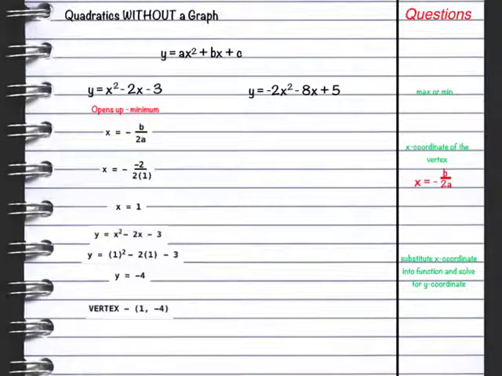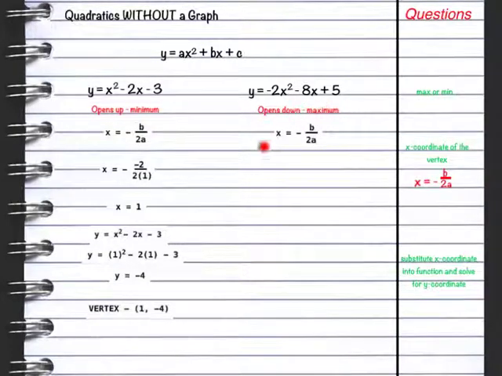So let's try another example. Looking at this, do I have a maximum or minimum? And once again, that's going to come from knowing whether it opens up or down. Because my a value is negative, I know it opens down, and this provides me with a maximum point, or the highest point on the parabola.